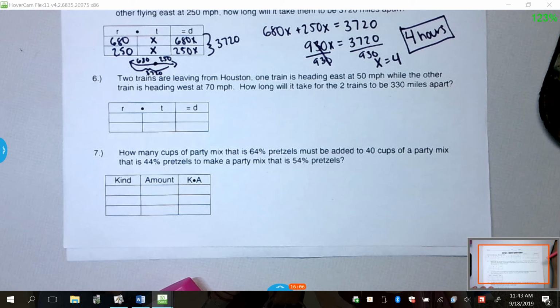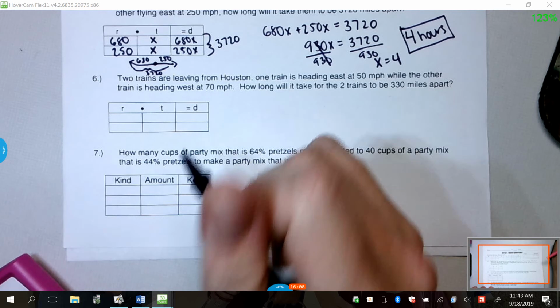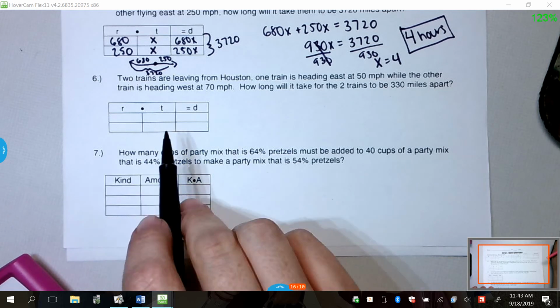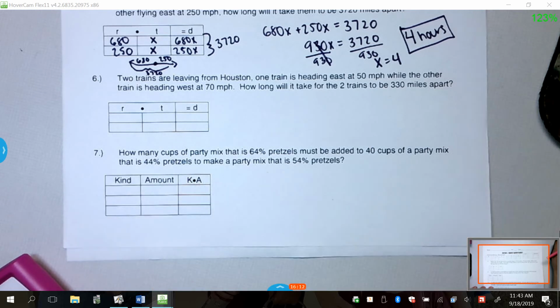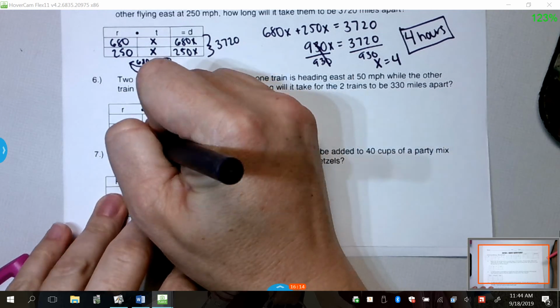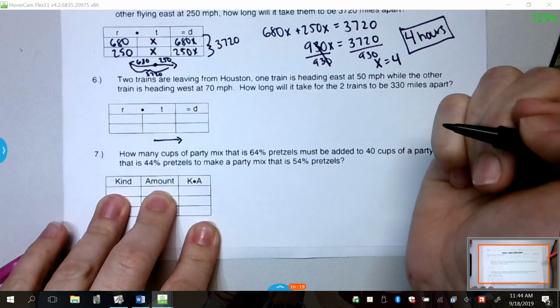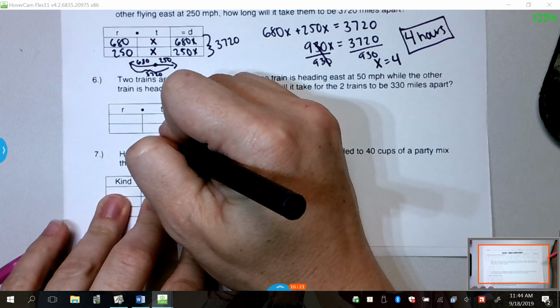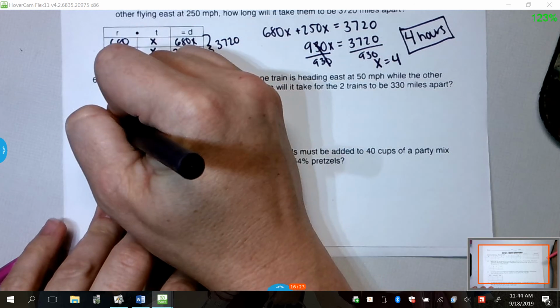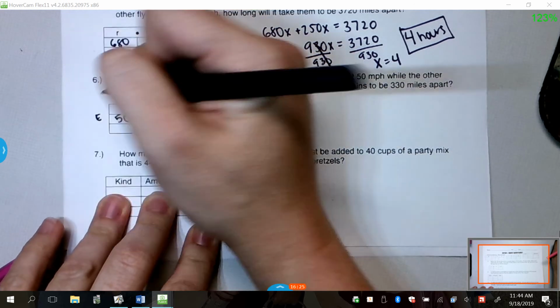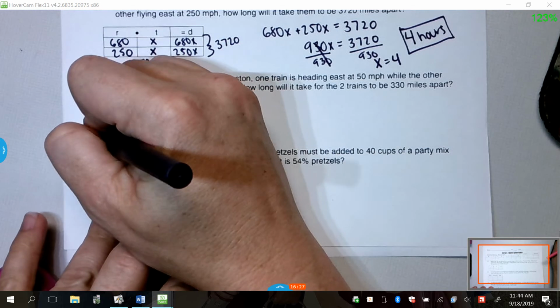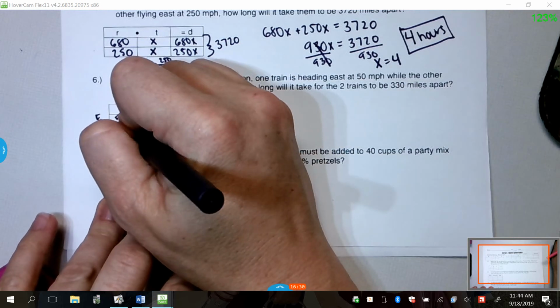Habit. Okay, so now we're looking at trains. It's a motion problem. Okay, 2 trains are leaving from Houston. 1 train is heading east, okay, so we have 2 trains. 1 is heading east at 50 miles per hour. So I know my rate of the one going east. And then the other one is heading west, going 70 miles per hour.